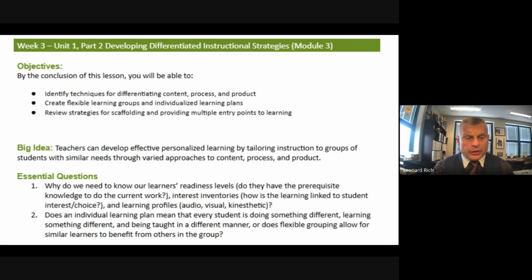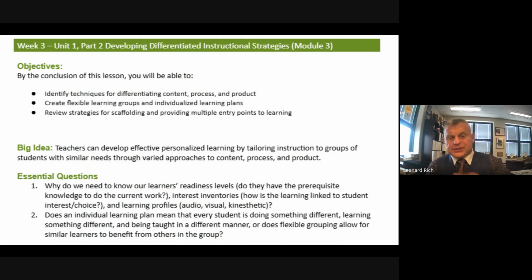Why do we need to know our learners' readiness levels, interest inventories, and learning profiles? And we've talked about these three terms. Does an individual learning plan mean that every student is doing something different, learning something different, and being taught in a different manner, or does flexible grouping allow for similar learners to benefit? So again, reinforcing things that we've addressed earlier, but perhaps deepening our understanding of effective differentiated instruction. So we're beholden to state content.